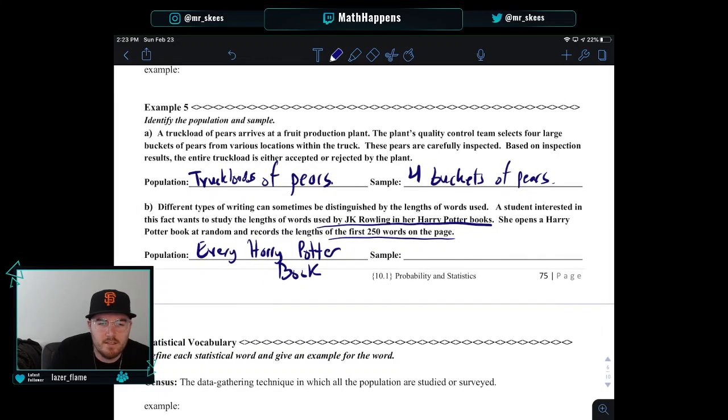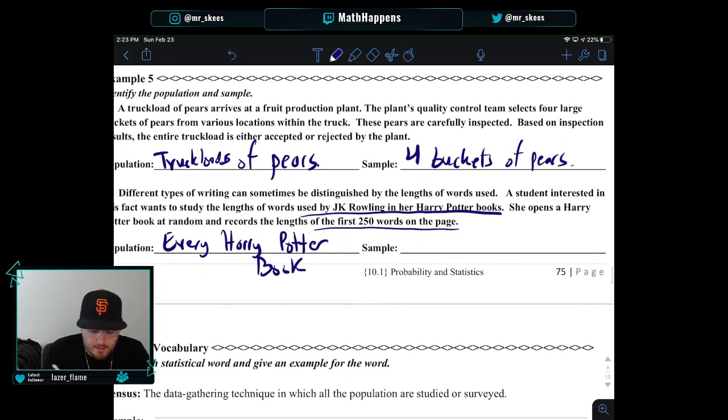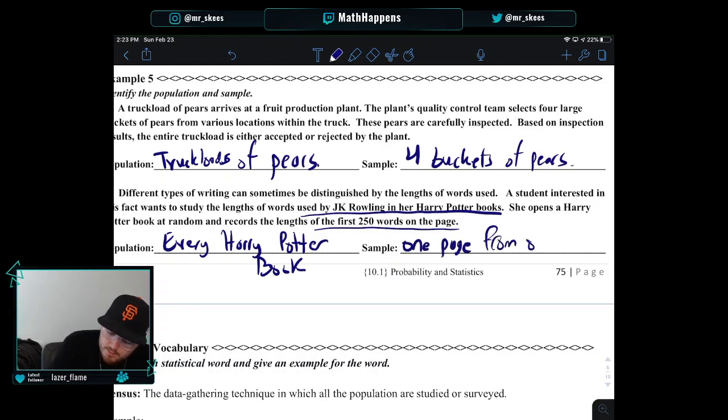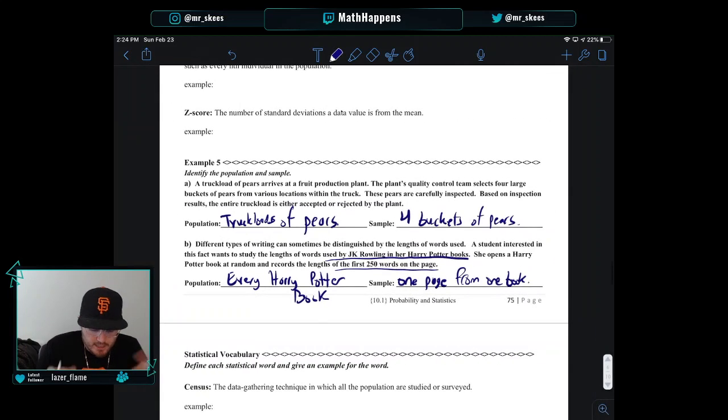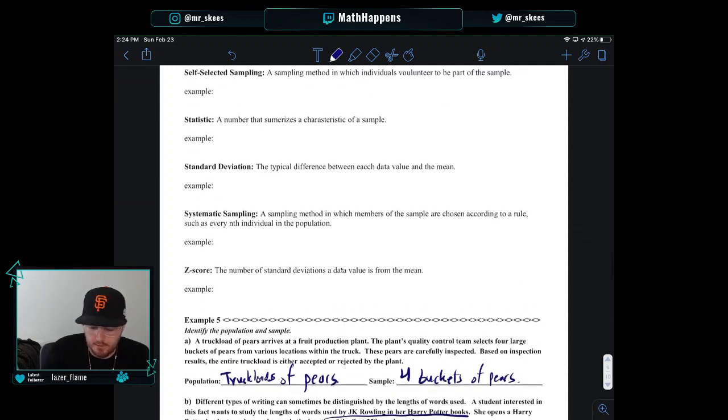Well, you could word this a couple of ways. How about I say 1 page from 1 book? That's her sample. I keep saying she, it doesn't say she. He or she looked at 1 page from 1 book. That's how they sampled it. So that's population for sample.